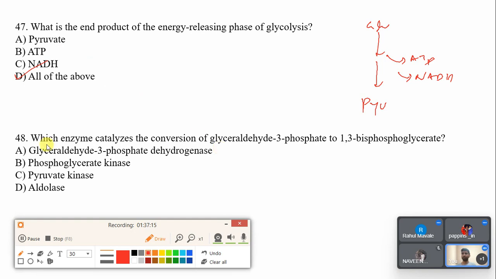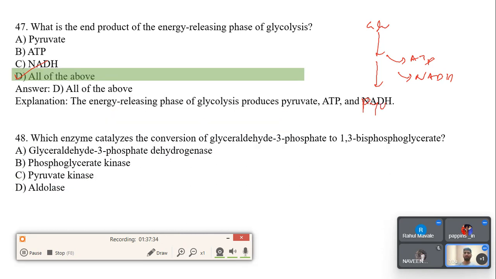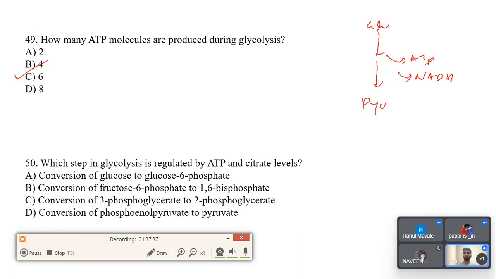So the next one is, which enzyme catalyzes the conversion of, okay, this I haven't thought, but this is just a normal thing, I guess. There is this memorizing part. I'm trying to make this glycolysis part a bit interesting by telling a lot of facts, because initially it was all about memorizing.